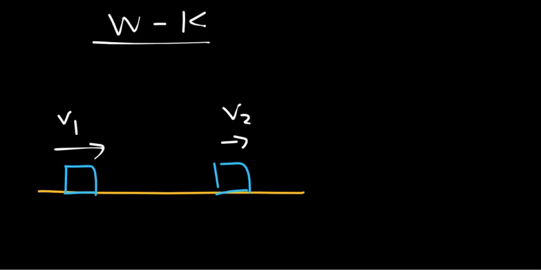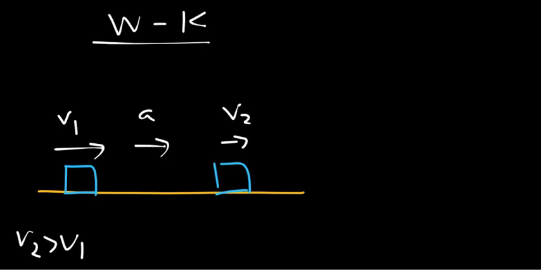Now let's bring these two concepts together, the work and kinetic energy. So let's assume we have an object. Initially, it is moving with the speed v1, and at some later time, it gets to another location, another position, and at that moment, the speed is v2. Now let's assume that v2 is greater than v1, so the object is accelerating to the right, like that.